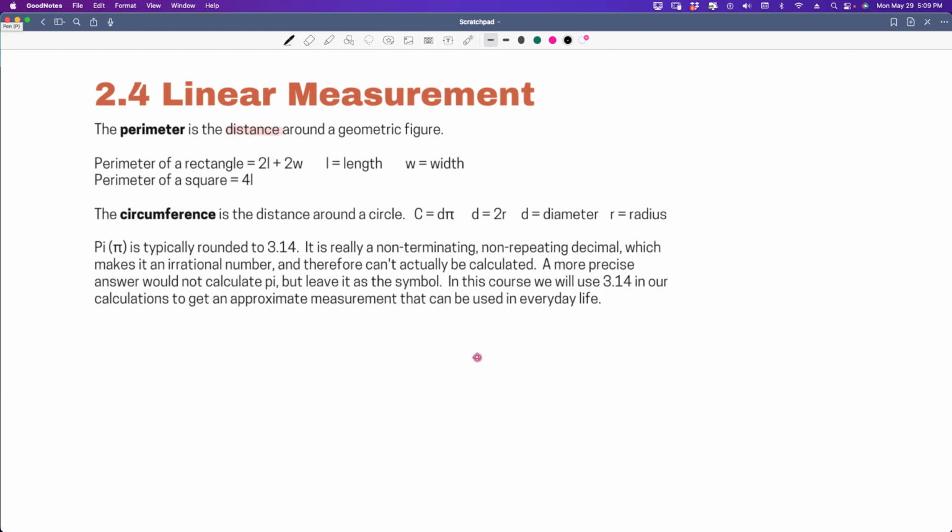So whenever we want to calculate the circumference of a circle, we would say the diameter, which is 2 times the radius, times 3.14. That's what we will be using in this course. We will not use the pi symbol. We will go ahead and calculate it out.